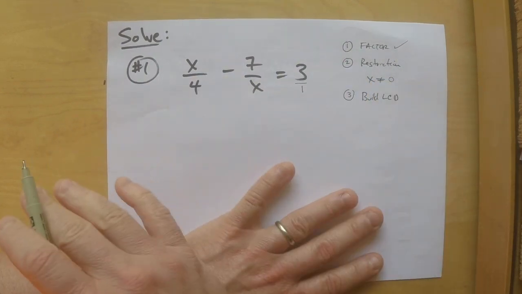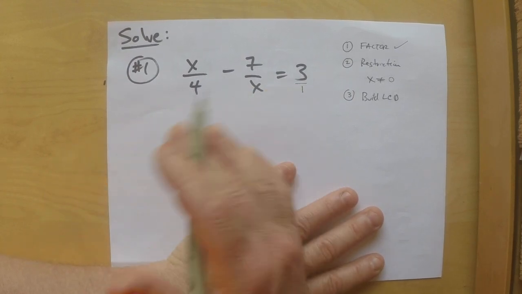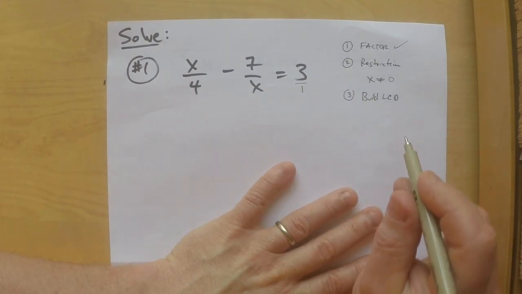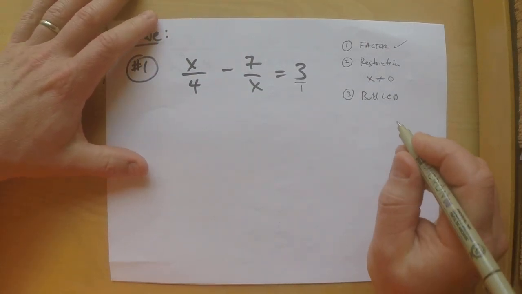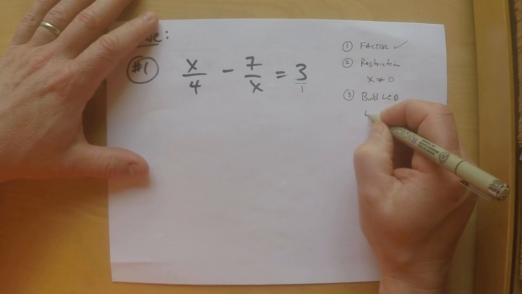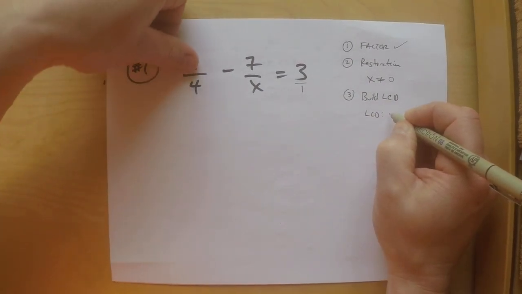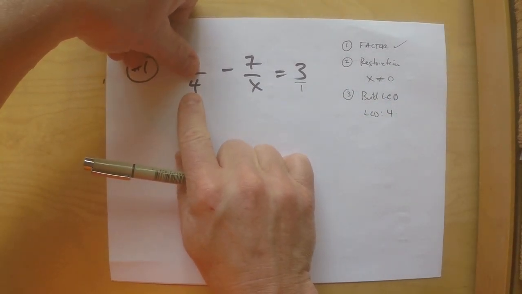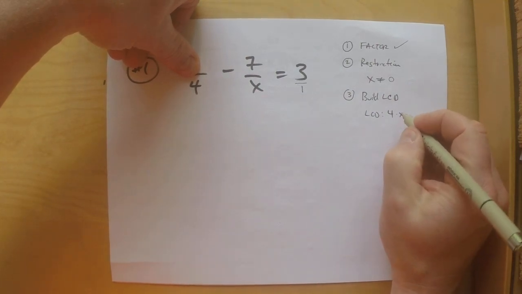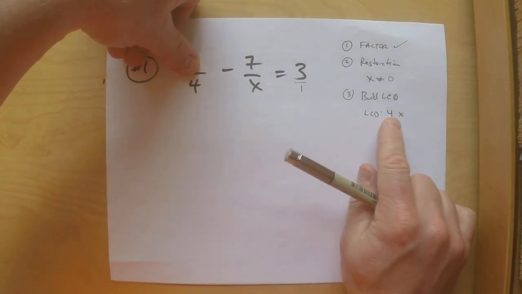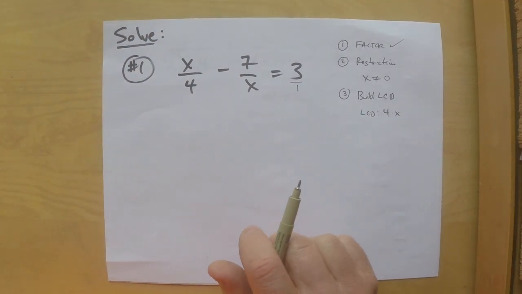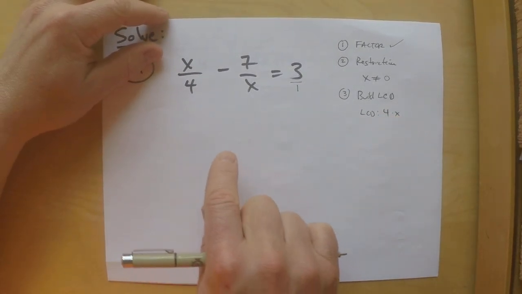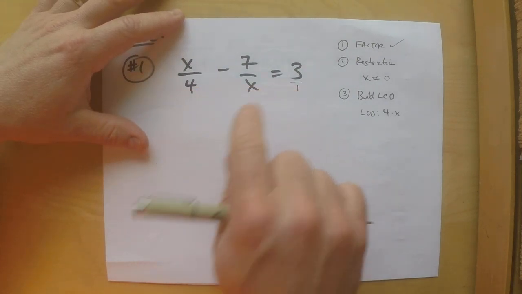Even if there's no adding or subtracting in there whatsoever, I still build an LCD when it comes to rational equations. So in this case, my lowest common denominator must have a 4 in it to cover this, must have an x in it, and it must have a 1 in it, but the 4 is already going to be covering that in a big way. So 4x covers this, this, and this.